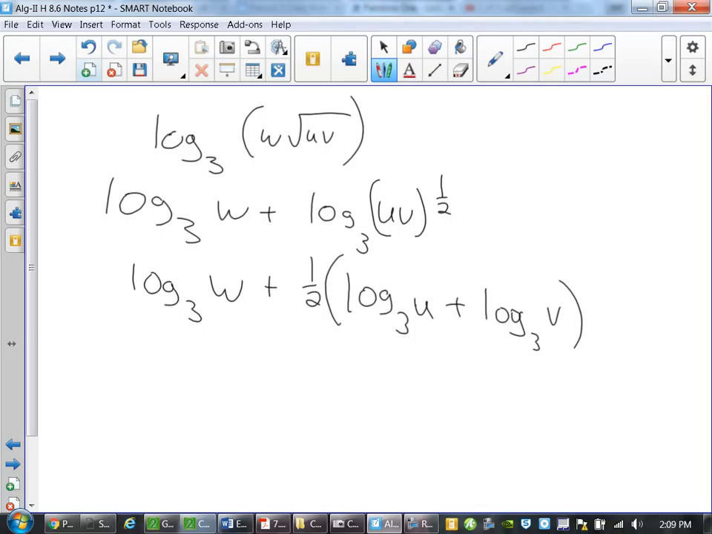The answer in the back had it distributing the 1/2 power to both pieces. You don't have to worry about it. There's no reason. I wouldn't. It's just a waste of time.